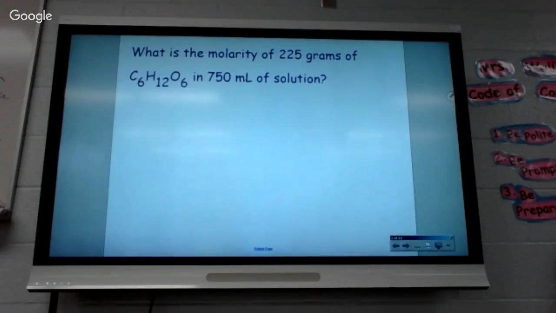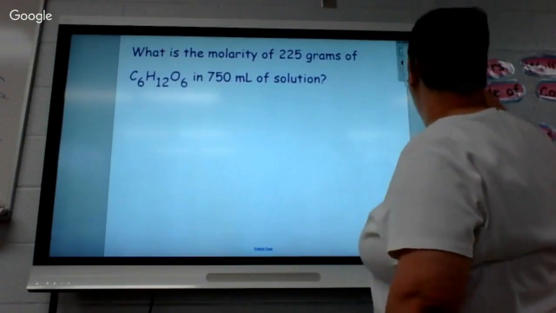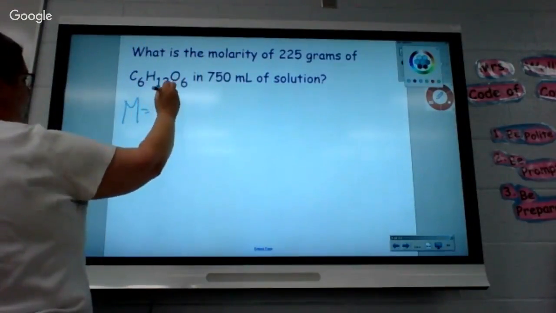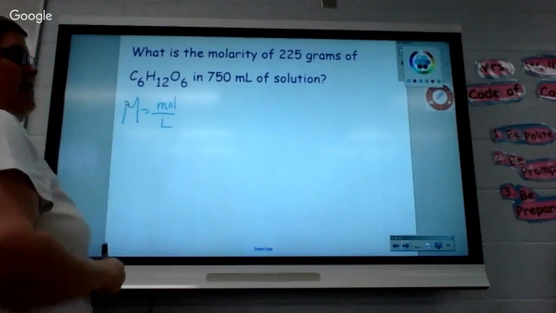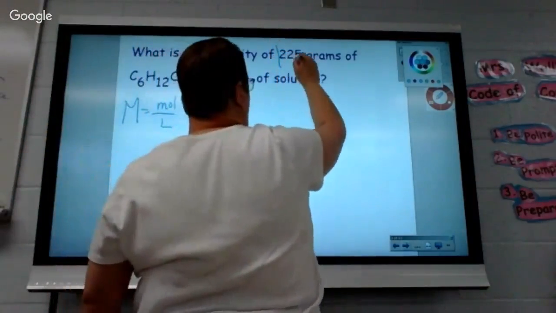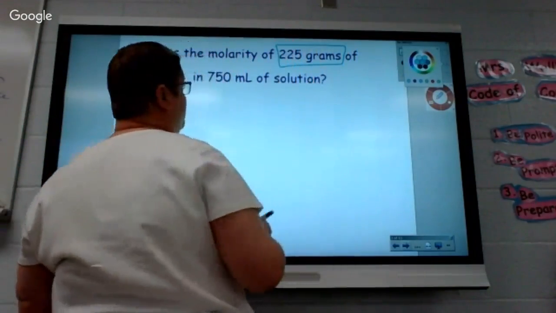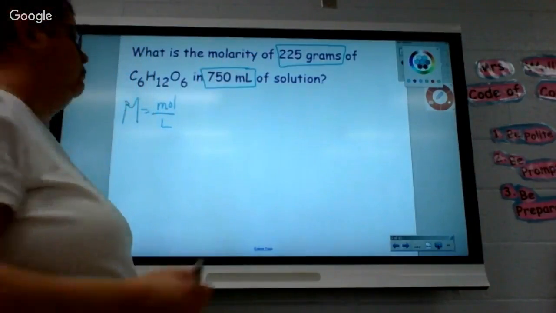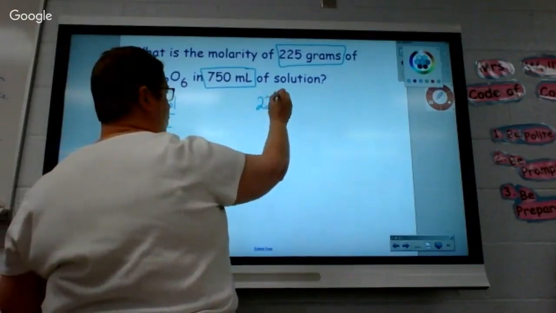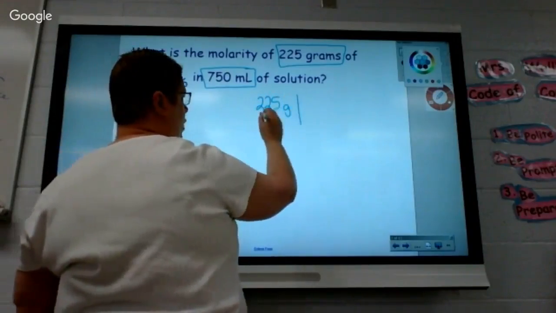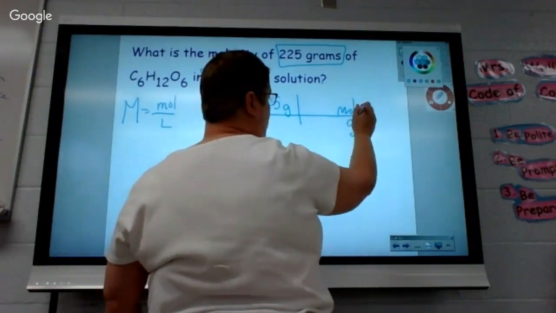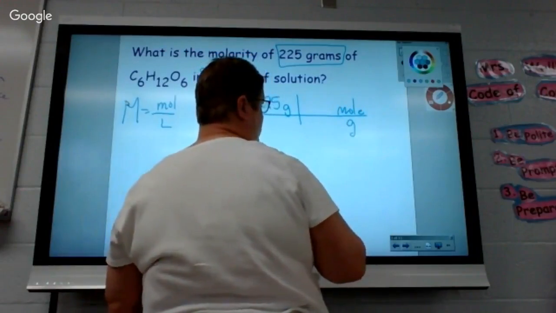All right, so how do we calculate molarity? The formula is what? Molarity equals moles over liters, right? Now, this is why I say this is easy. Grams, you all know, have to be changed to what? Moles. Liters and milliliters have to be changed too. So, 225 grams. What goes on the bottom? What goes on top? Do we have a balanced equation? So what do you know goes beside moles?